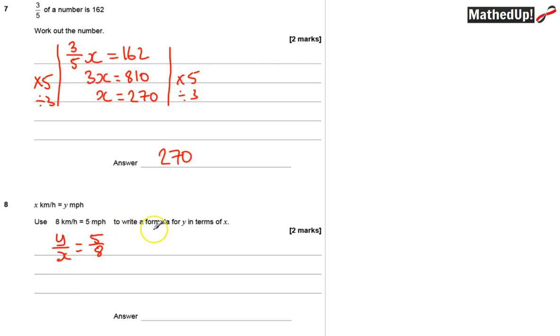Because I'm trying to write a formula for y in terms of x, I can multiply both sides of this equation by x, and that's going to tell me that y is equal to, and if I multiply both sides by x, I get 5x divided by 8. So my answer is going to be y is equal to 5x divided by 8.